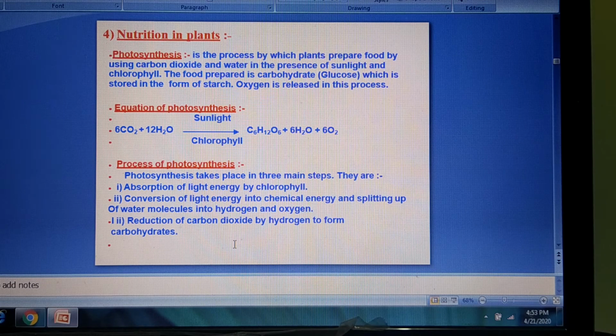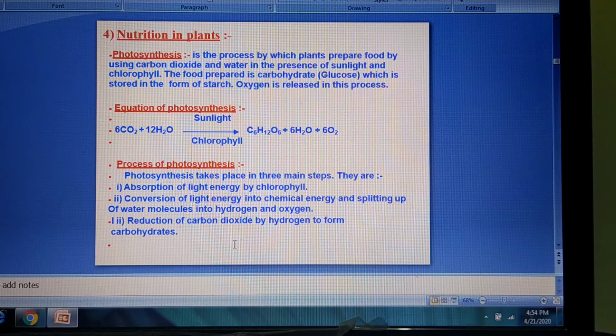Plants perform a special process called photosynthesis and prepare their food material. The raw materials they use for photosynthesis are carbon dioxide and water, in the presence of sunlight and chlorophyll. The food prepared is carbohydrate, that is glucose, which is stored in the form of starch. After many glucose molecules are formed, they are put together and stored as starch in plants. At the end of the reaction, we can also see the formation of oxygen.